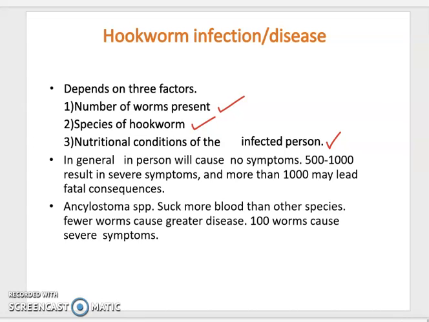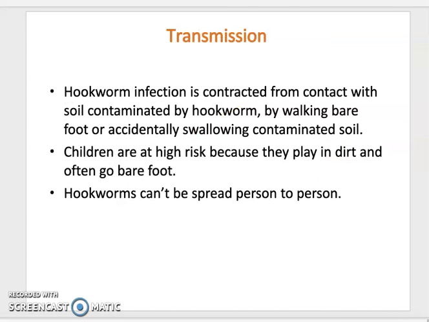Then there is a special type of Ancylostoma species which sucks more blood than the other type. So the species of the hookworm is also very important. And the transmission: how the hookworm is transmitted from one person to another person.